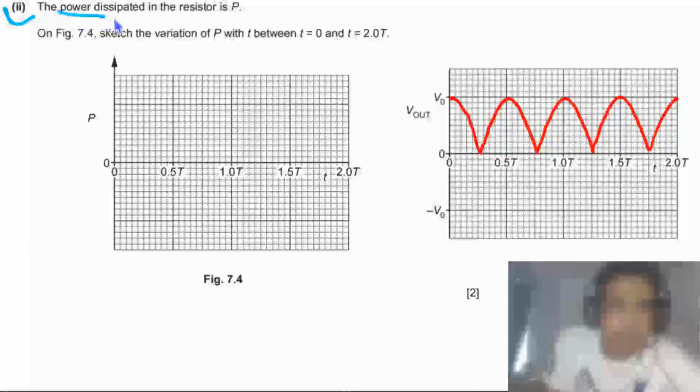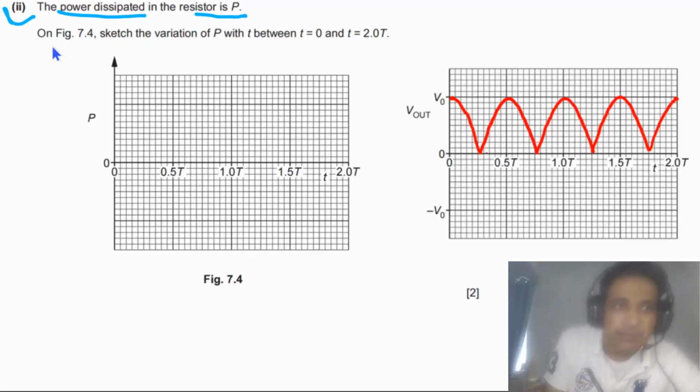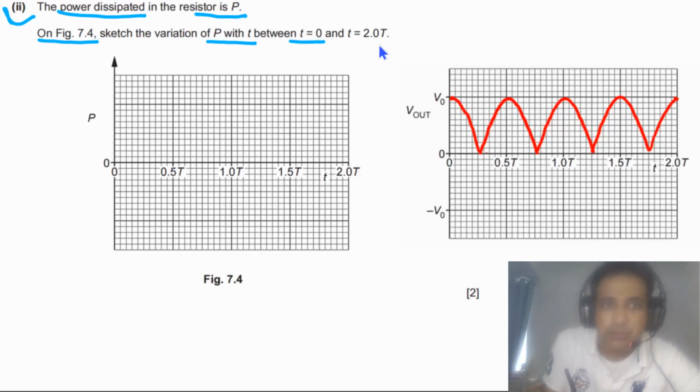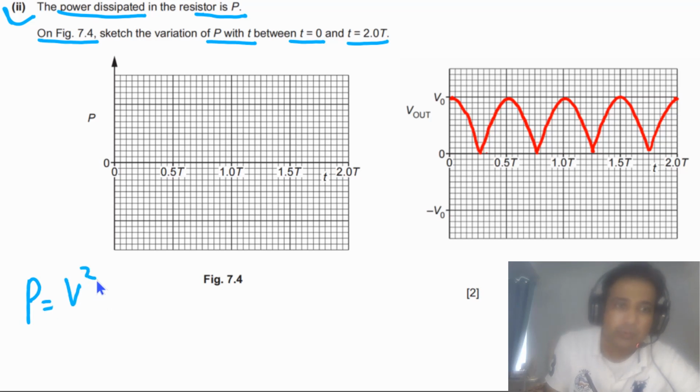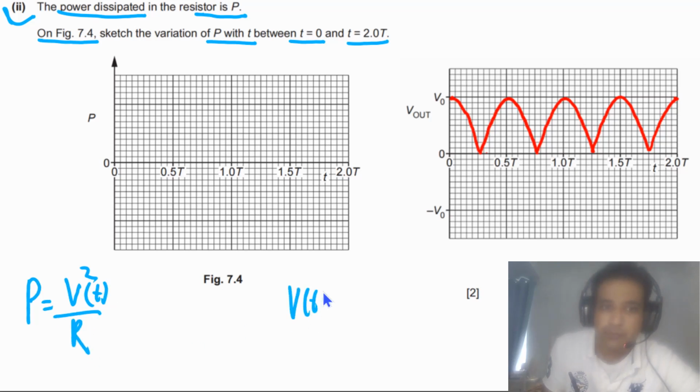Second part says the power dissipated in the resistor is capital P. On figure 7.4, sketch the variation of P with T between T equal to 0 and T equal to 2.0 capital T. First of all, we need to understand how power is linked with voltage. Power is equal to V squared, V as a function of time, divided by capital R. But we understand V as a function of time is equal to V naught, the maximum value of voltage, times sine of omega t.